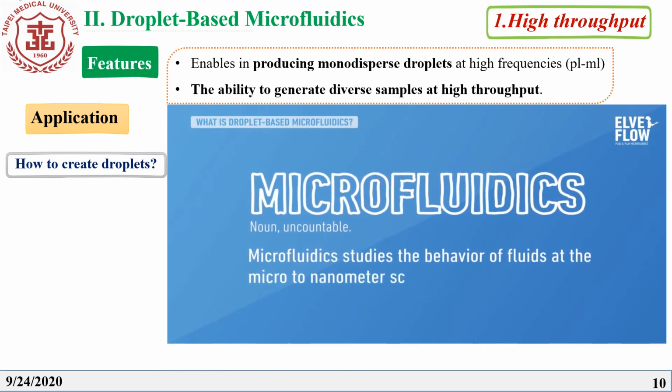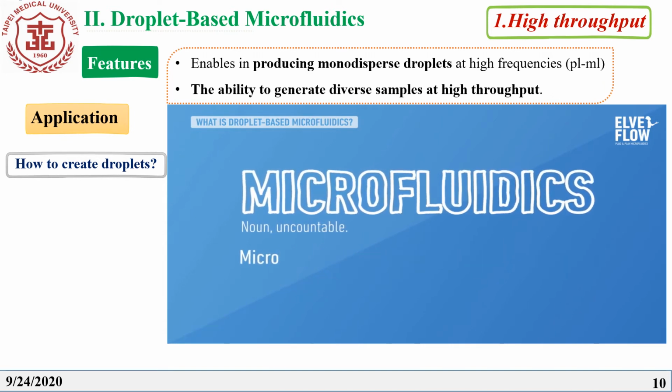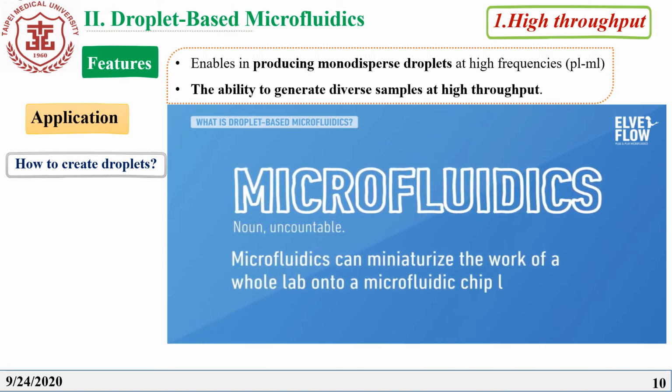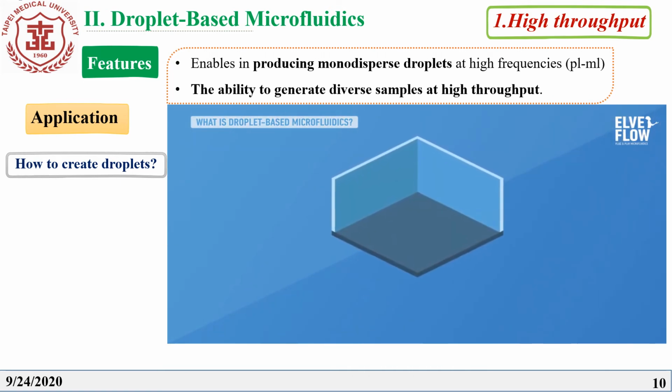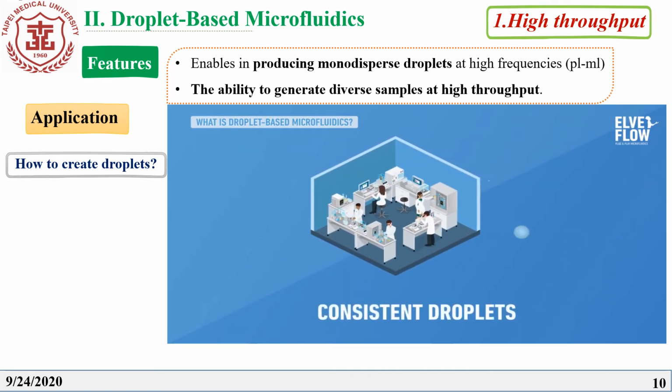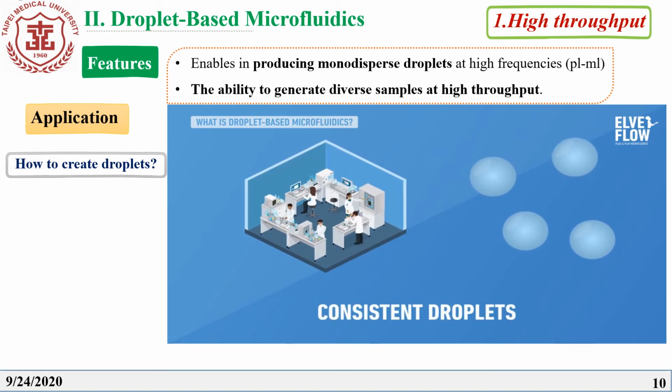Microfluidics studies the behavior of fluids at the micro to nanometer scale. Microfluidics can miniaturize the work of a whole lab onto a microfluidic chip less than a few inches big. One thing microfluidics is great at is making consistent droplets of fluids. They can be used in cosmetics, chemistry, biology, and even as medicine.